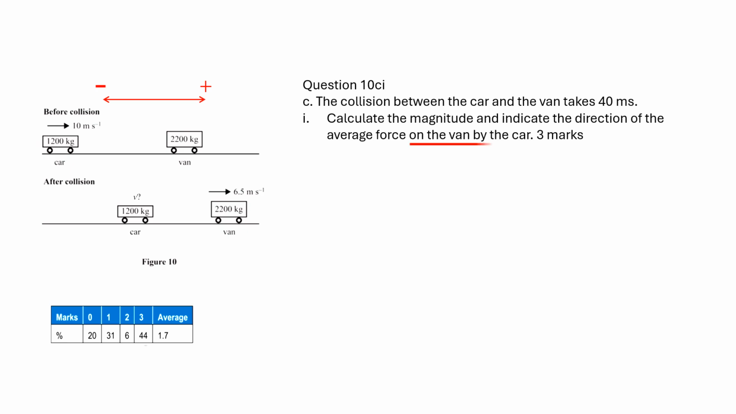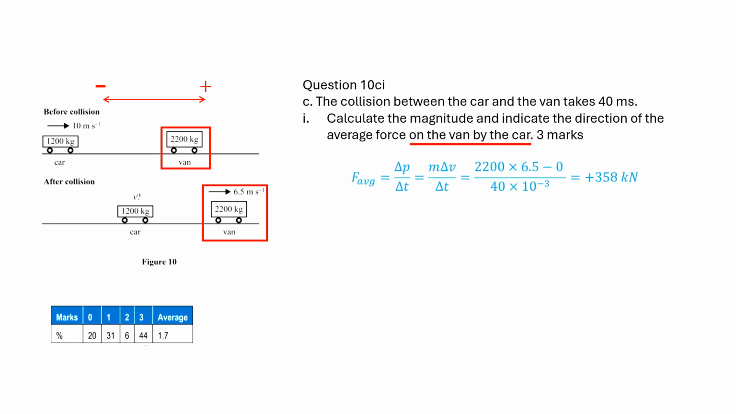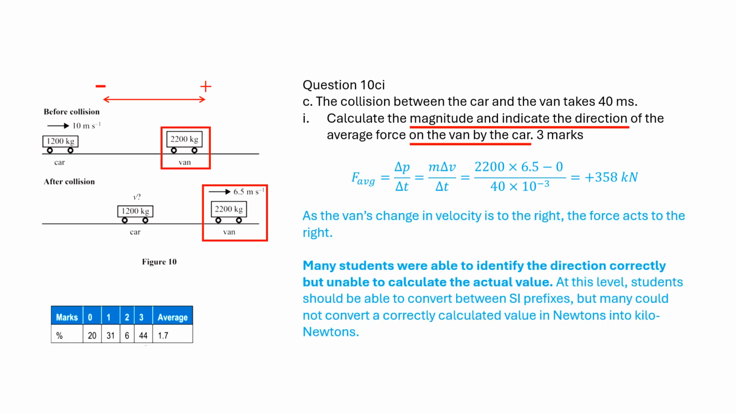Please focus on the 2,200 kg van. The initial velocity is 0 and the final velocity is positive 6.5. Using the impulse-momentum equation, we calculate the average force on the van. This value is positive, so the force directs right.